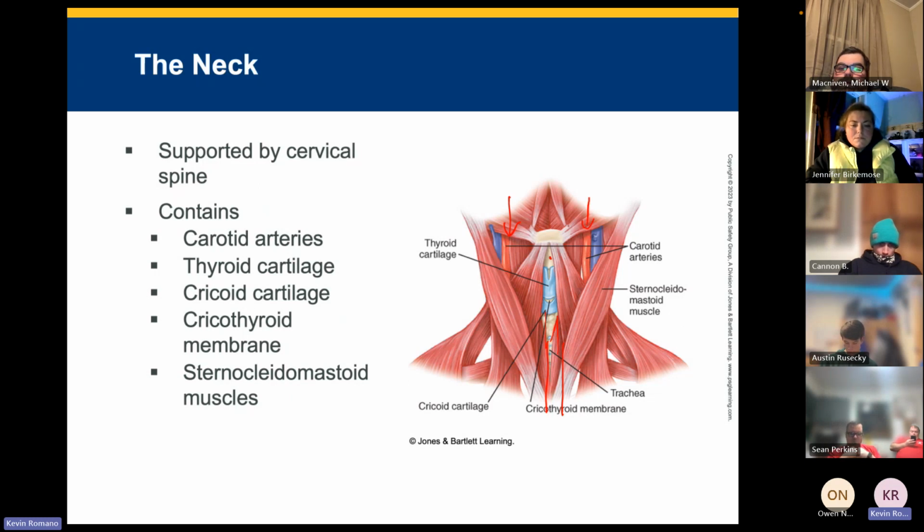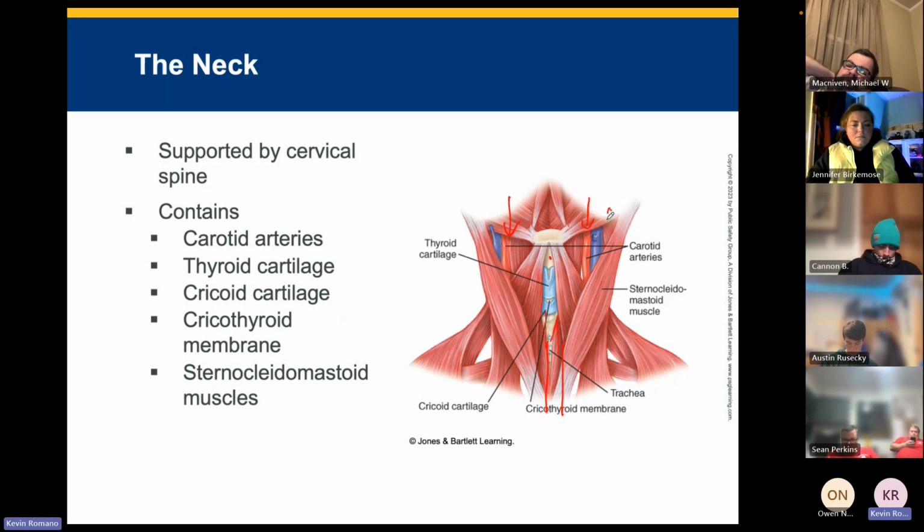The sternocleidomastoid muscle originates from the mastoid process of the cranium and inserts into the medial border of each collarbone and the sternum, the breastbone, at the base of the neck. Right? This gives the neck a lot of the ability to move and provides a lot of strength in the neck, the sternocleidomastoid muscle. Right?